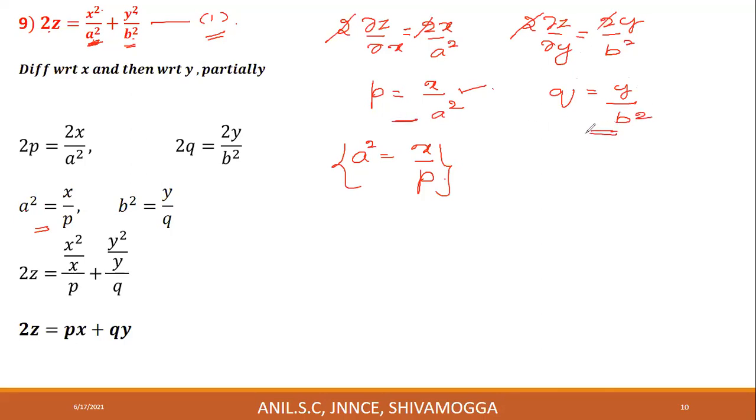We just substitute these two results in the given equation. Resultant will be a partial differential equation. 2z is equal to x square by a square plus y square by b square. Substitute here. What is x square by a square? P is equal to x by a square. Therefore, px is equal to x square by a square. Q is equal to y by b square. Therefore, qy is equal to y square by b square. Substitute. This is equal to px plus qy.